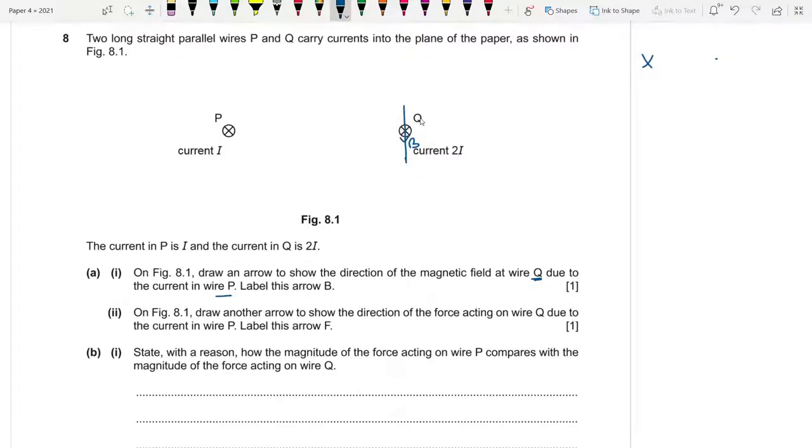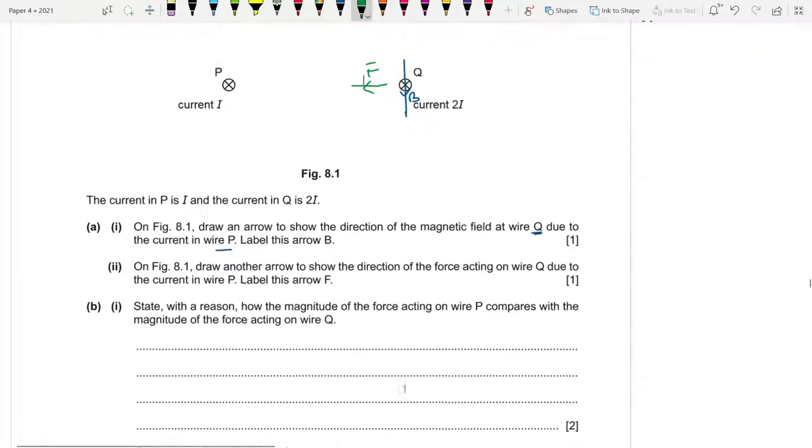Next, draw another arrow to show the direction of the force acting on wire Q due to the current in P. Since they're carrying current in the same direction, the force will be attractive. So the force should point in this direction. We will label this as F.